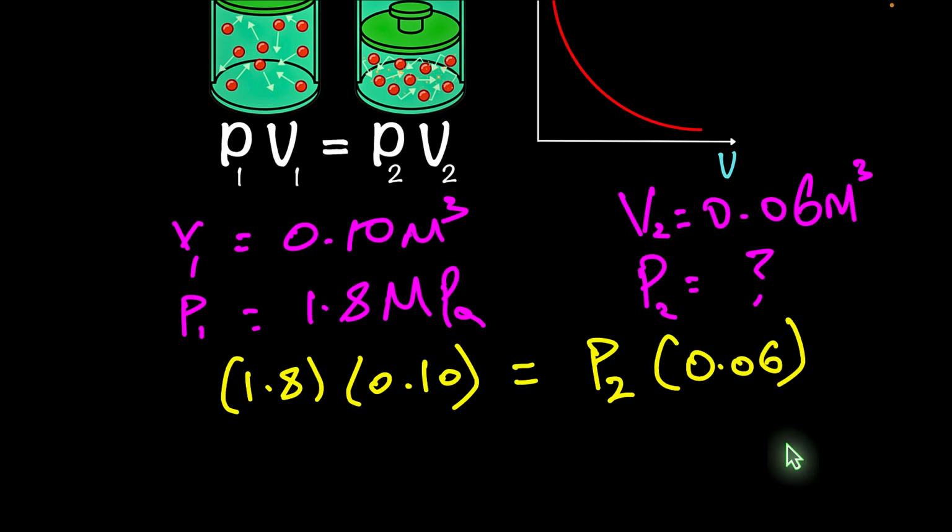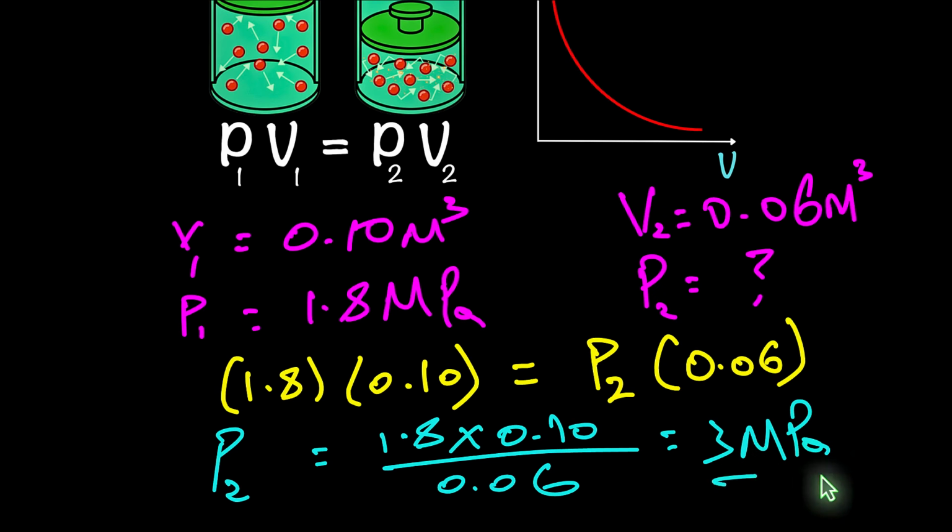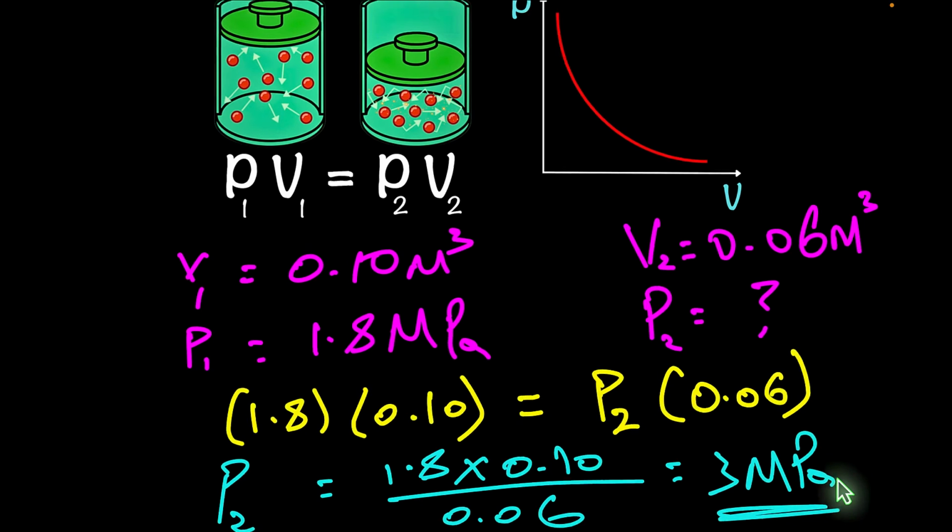So what is going to be our new pressure then? What we need to do here, as you can see, we just simply need to divide what we have here on the left by our 0.06. So if we do 1.8 multiplied by 0.10 and all divided by 0.06, then our new pressure is going to turn out to be 3 megapascals. And that's in line with the theory.